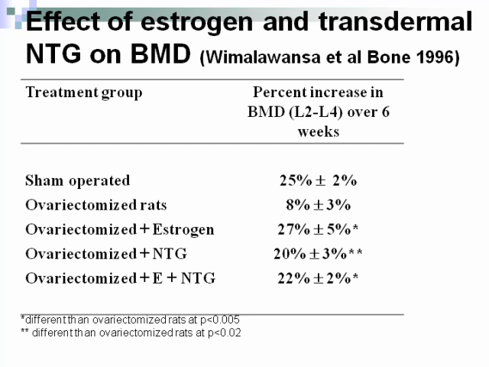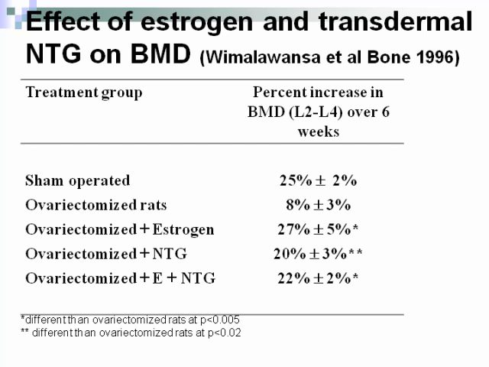And what you can see is that the sham-operated rats had an increase in bone density of about 25% over 6 weeks. Ovariectomized rats had less of an increase in bone mineral density, and these were growing rats, so that's why everyone's bone density went up. And what I want to point out to you are really the last two groups. The ovariectomized rats treated with nitroglycerin had about a 20% increase in bone mineral density.